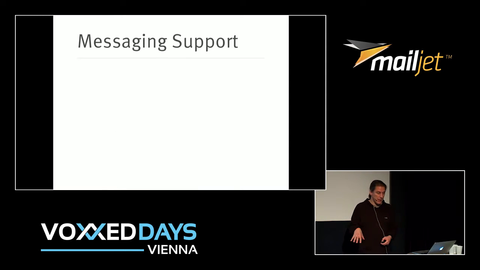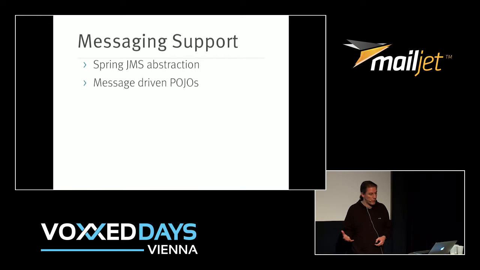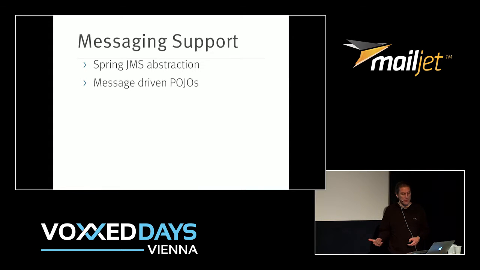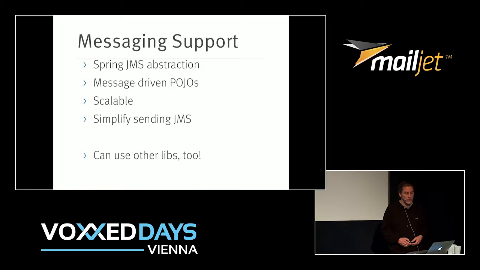Concerning the API, there is the Spring JMS abstraction, which gives you message-driven POJOs. So just plain Java objects that are scalable, so they can handle multiple messages at the same time. Also, there is support for simplifying sending JMS messages. And of course, you can also use other libs.